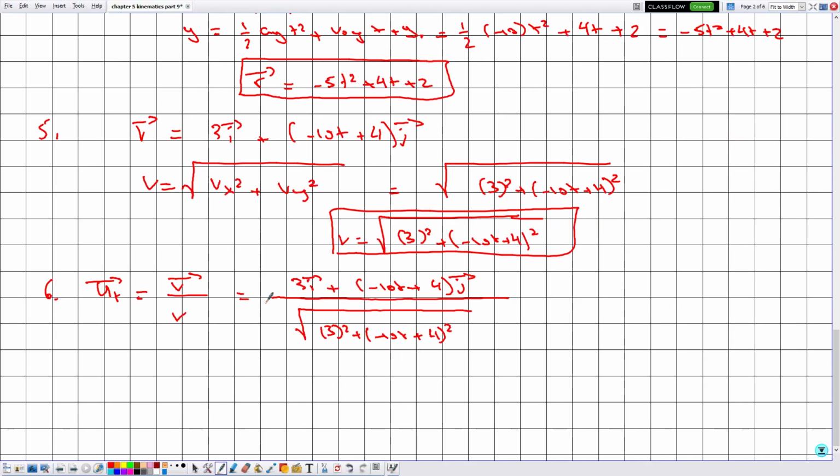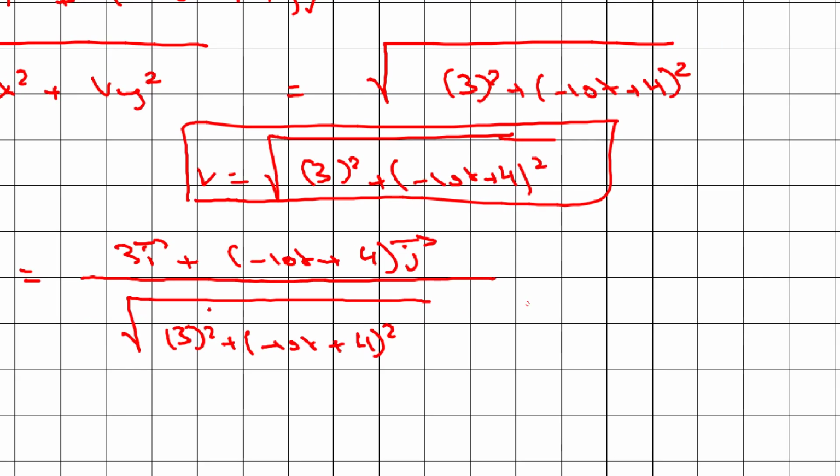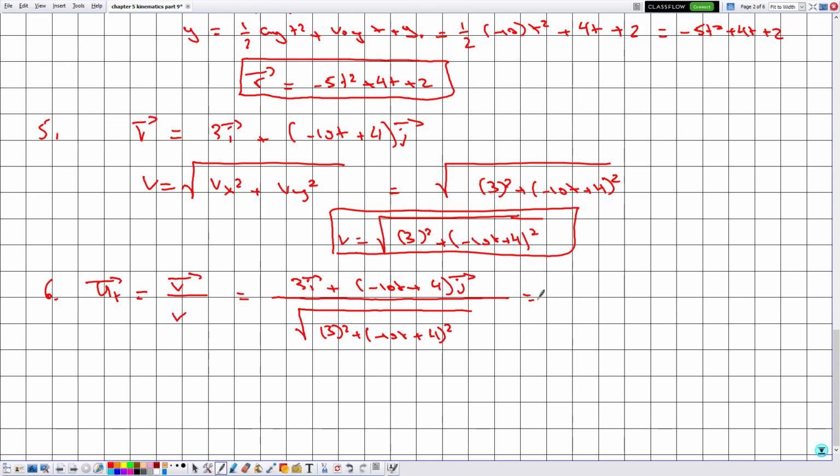Vectors must exist on the left and on the right. Now let's split this into 2 fractions having the same common denominator. Then it's given by 3 divided by the square root of 3² + (-10t + 4)², multiplied by the unit vector i, plus (-10t + 4) multiplied by the unit vector j, normalized or divided by the same fraction, which is 3² + (-10t + 4)².